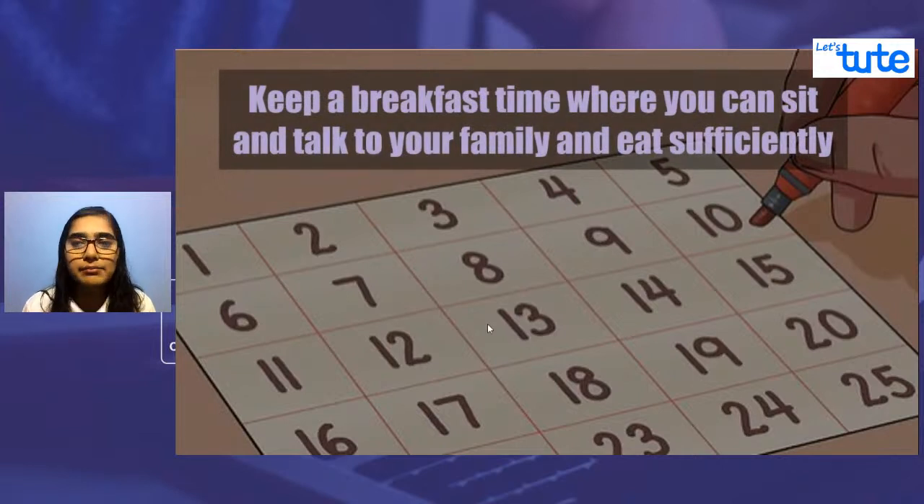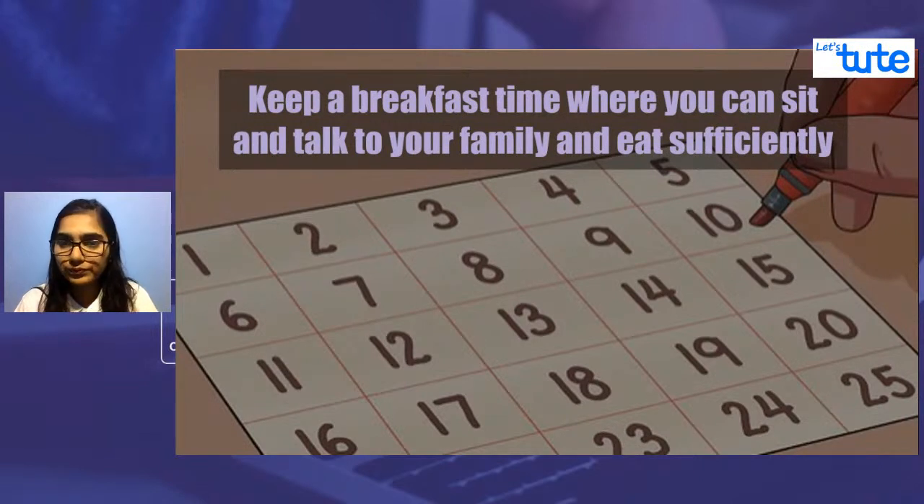Keep a breakfast time where you can sit and talk to your family and eat sufficiently. In your timetable, if you get up and start studying, that is not an ideal timetable. Let me tell you, let's be very practical. No one gets up in the morning and starts studying. I don't do it. What you will do is get up in the morning, meditate, and have a breakfast. Your breakfast has to be enough.